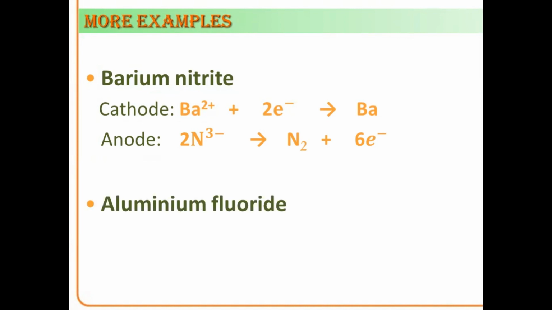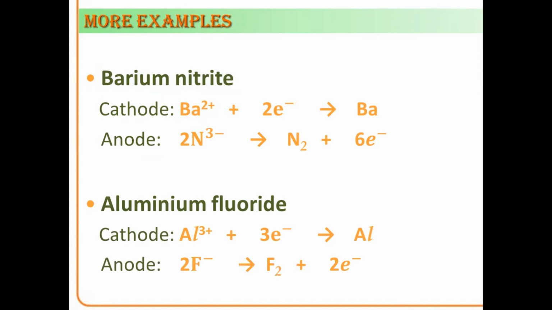The next one is aluminium fluoride. Same thing: aluminium 3 plus receives 3 electrons to give you aluminium, and at the anode 2F minus loses 2 electrons, and we are done.